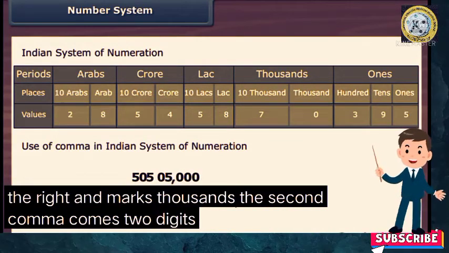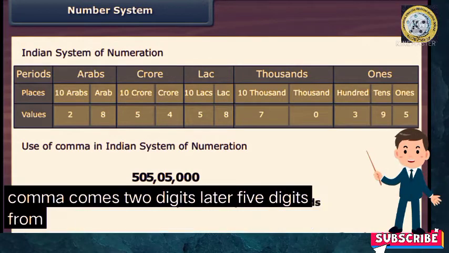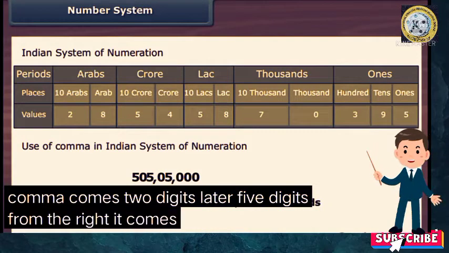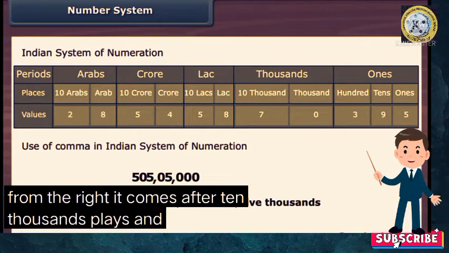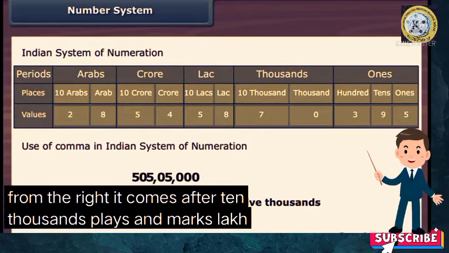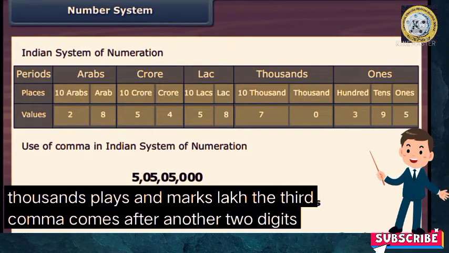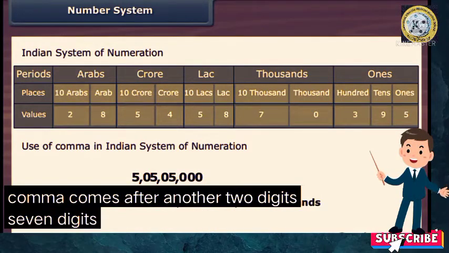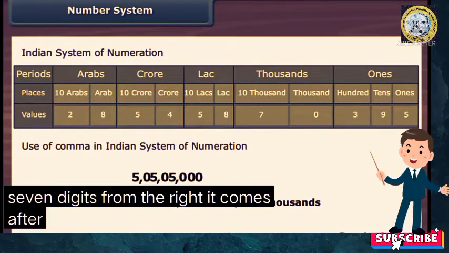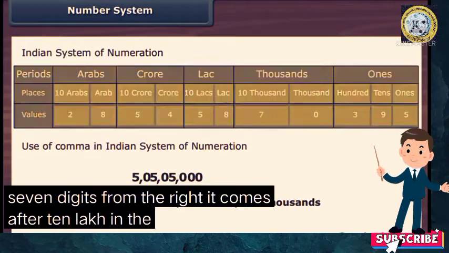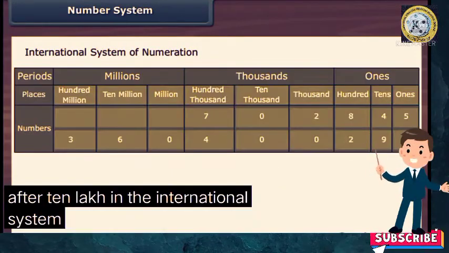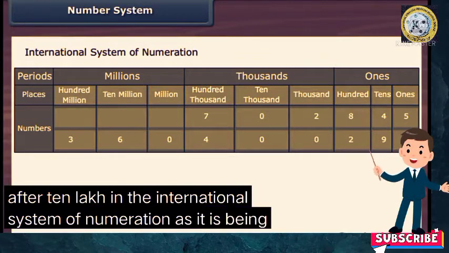The second comma comes 2 digits later, 5 digits from the right. It comes after the 10,000 place and marks lakh. The third comma comes after another 2 digits, 7 digits from the right. It comes after 10 lakh.